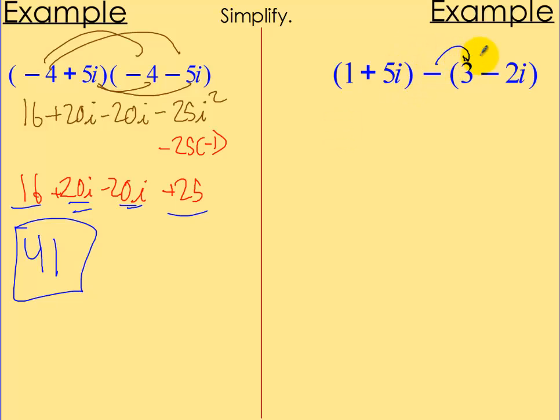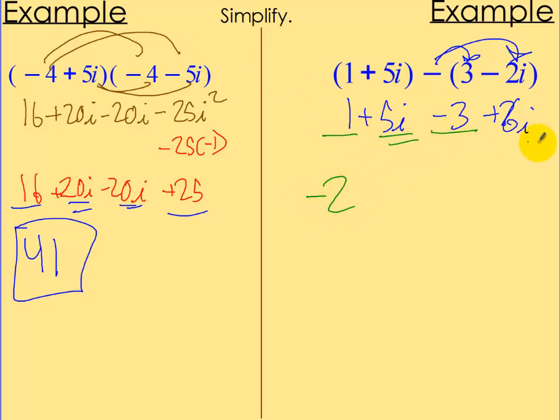The next one, distribute the negative to both sides on the right. So negative 3 plus 6i, 1 plus 5i. I'm going to combine those. So 1 minus 3 is going to be negative 2. And 5i plus 6i is plus 11i. That's my answer. That's it.